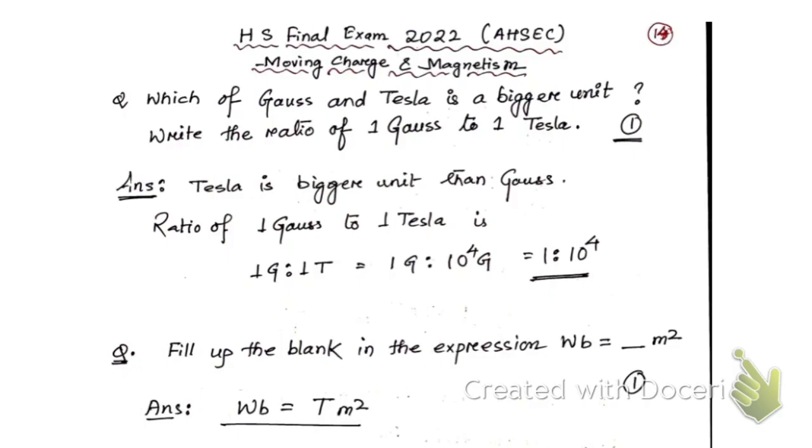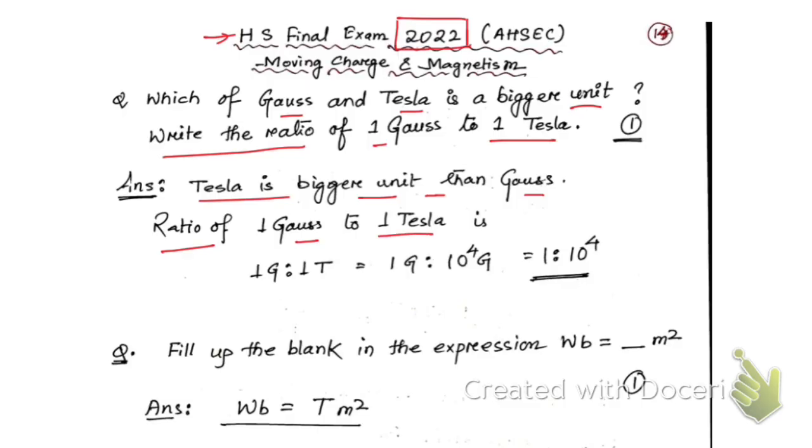Here is the first question of this chapter of 2022 AHS Final Examination. Which of the Gauss and Tesla is bigger unit, and write the ratio of 1 Gauss to 1 Tesla. Tesla is bigger unit than Gauss because actually 1 Tesla is 10 to the power 4 Gauss. So that's why the ratio 1 Gauss to 1 Tesla is 1:10 to the power 4. This is the ratio.